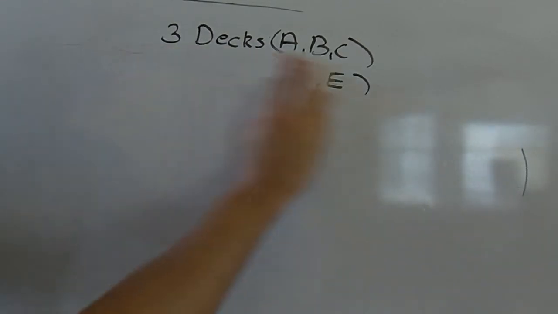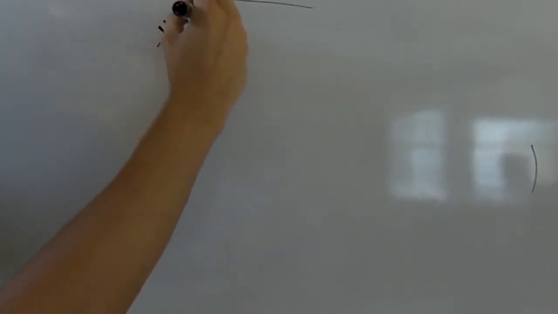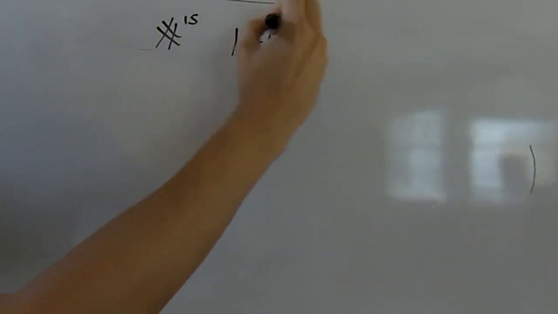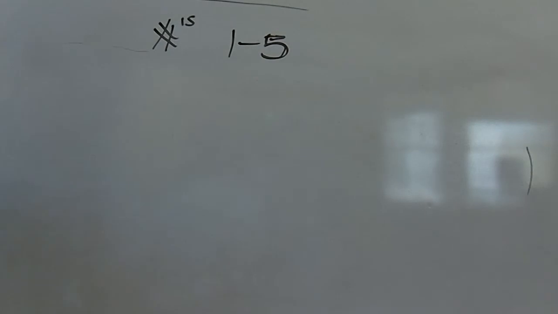Sometimes you may see a problem where as you choose, options become limited, and that'll make more sense as I explain this next problem. So in this next problem, we're using the numbers 1 through 5, and they're in a bag. Okay, so we've got some pieces of paper. They're labeled 1 through 5, and they're in a bag.